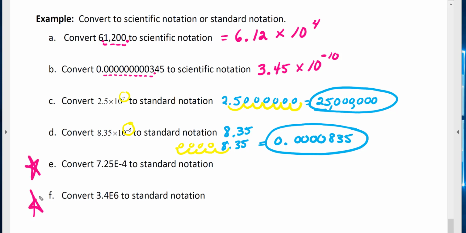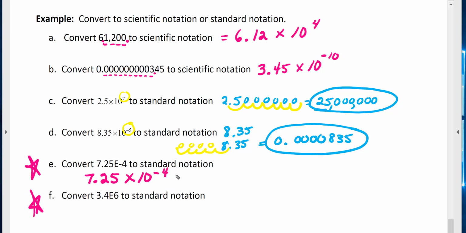Our last two problems deal with calculator notation. Sometimes in the calculations, when you get a calculator answer, it'll have this funky little E symbol, 7.25 E negative 4. 7.25 E negative 4 is a fancy way of saying 7.25 times 10 to the negative 4th power.